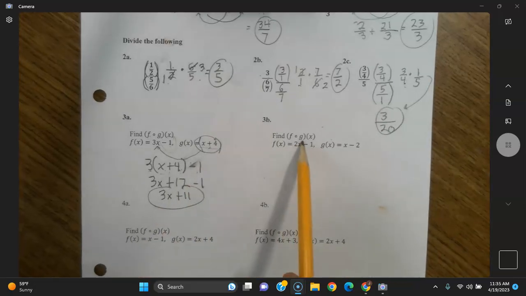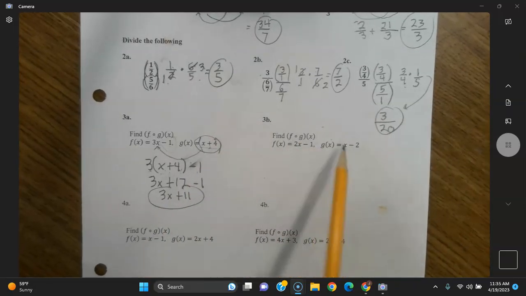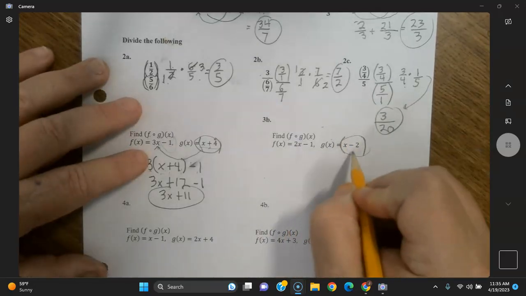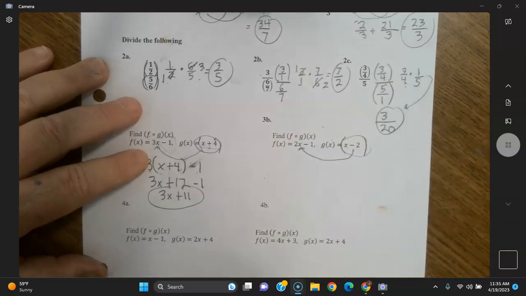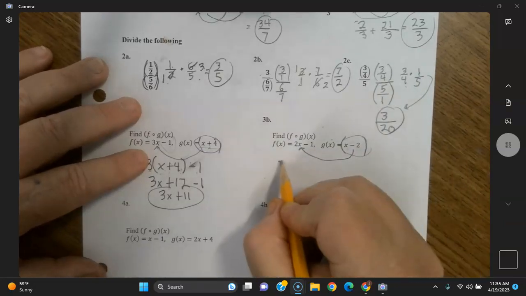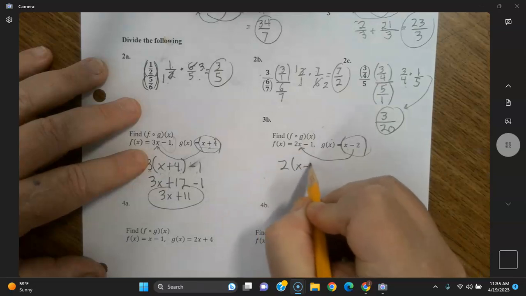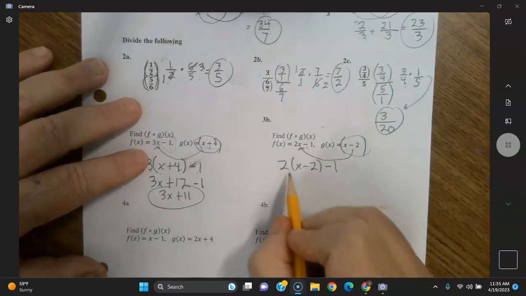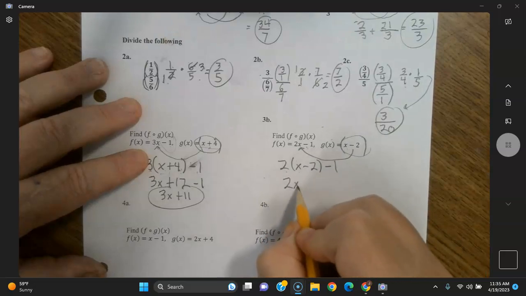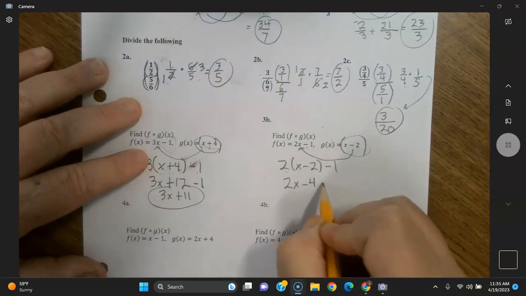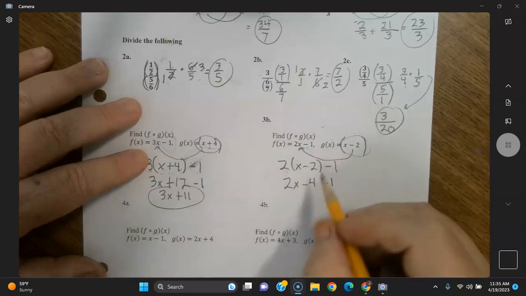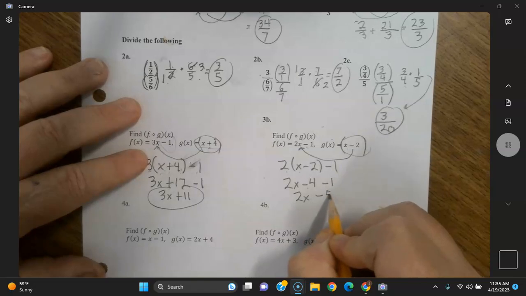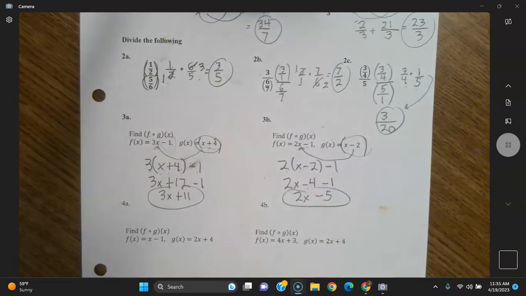Now you're going to put the g function into the f. So you're going to put this function into this one. So this, again, put parentheses around it, and you're going to bring it over and stick it in where you see x there. 2 times x minus 2. And then you have that minus 1 there. Distribute 2x minus 4 minus 1. So that's 2x, and negative 4 minus 1 is negative 5. That's your answer.